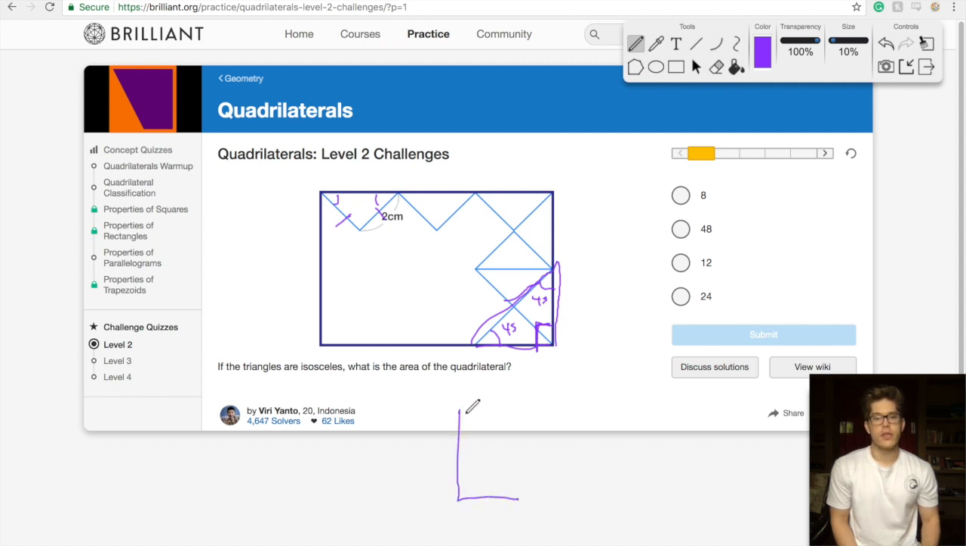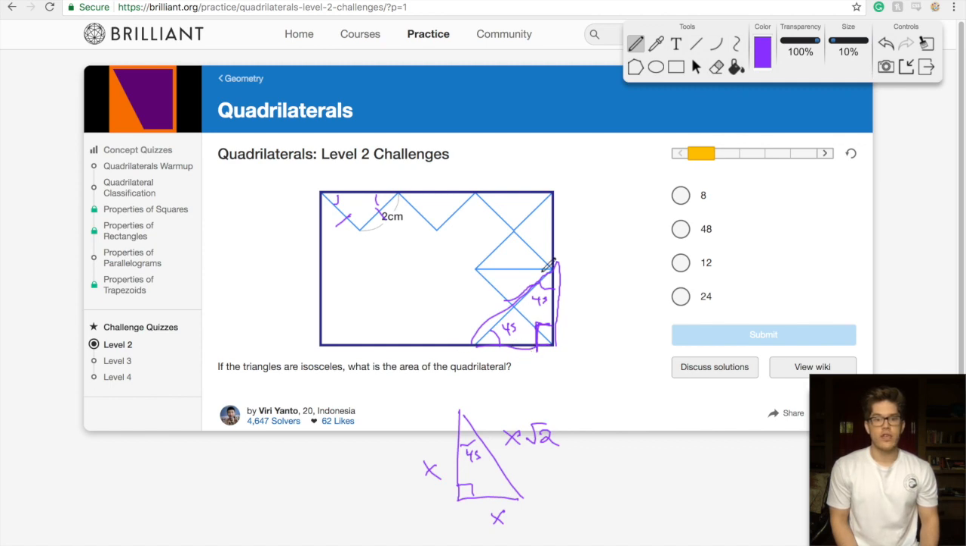And what do we know about 45, 45, 90 triangles? We know that this side length is x, this side length is also x, and the hypotenuse is x root 2. This is a property of triangles. If you don't know this, go back to a properties of triangles video and watch some of those problems being solved.